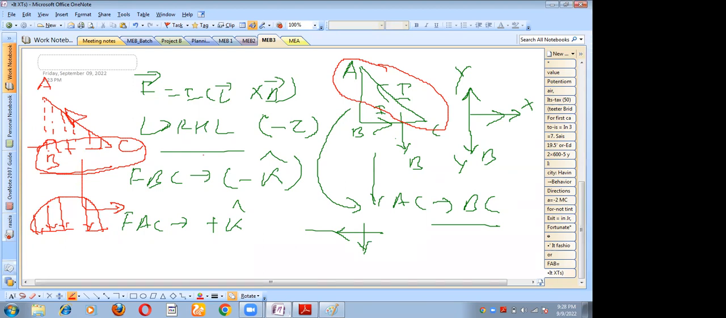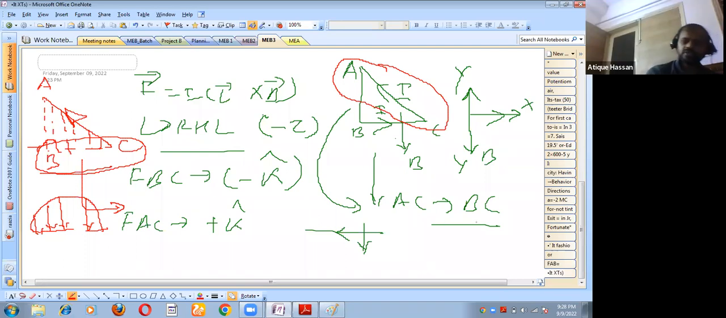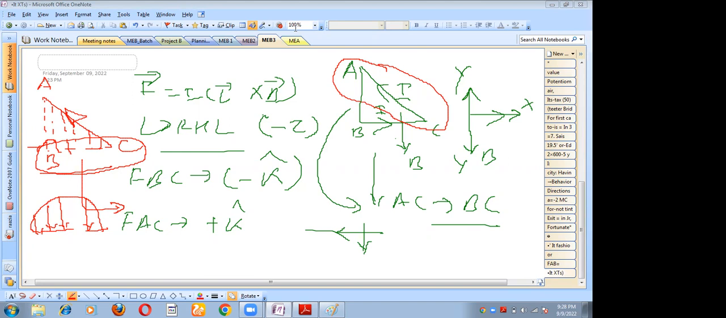Yes, sir. So this is how we should find the force acting on the AC. Anyone having any doubt? All of you understood? Anyone having any doubt, please ask. Maimuna, Samaira, all of you understood? Yes, sir. Yes.